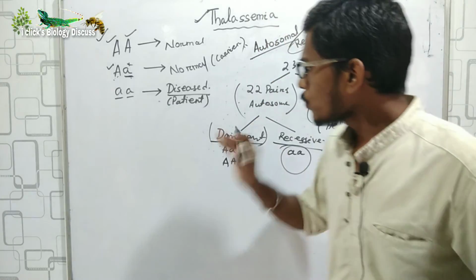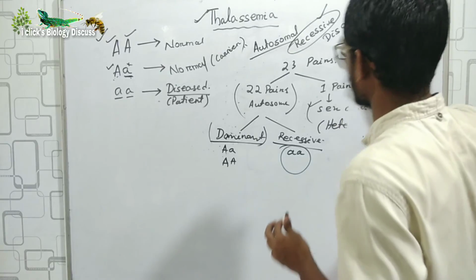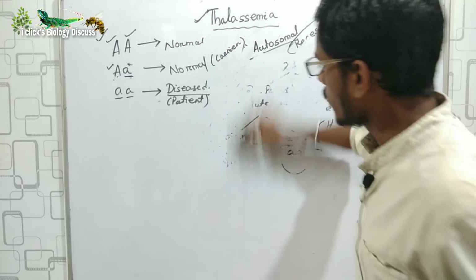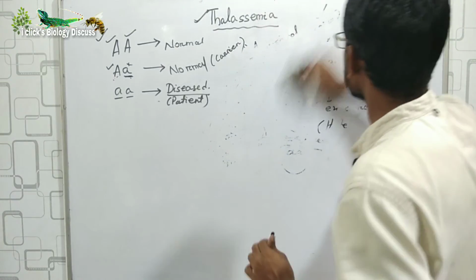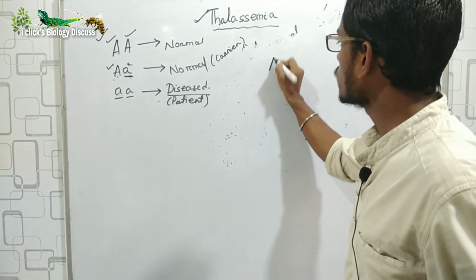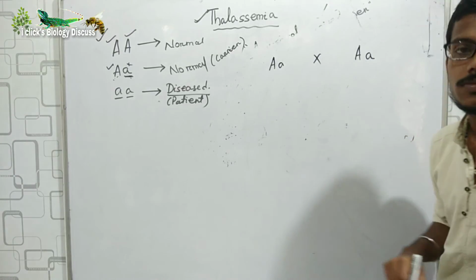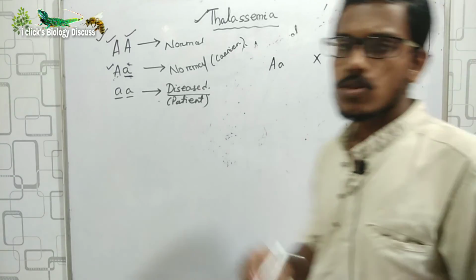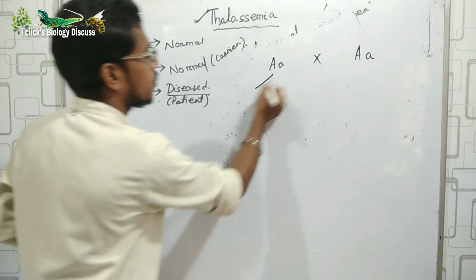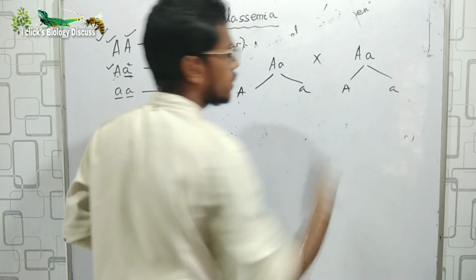Okay? Suppose a person marries another person. If two carriers, male and female, get married, then what will be the result? Let's see. Suppose this is one carrier, marrying another carrier person. As you know the principle of segregation, according to the principle of segregation, they will separate. Here they will also separate.